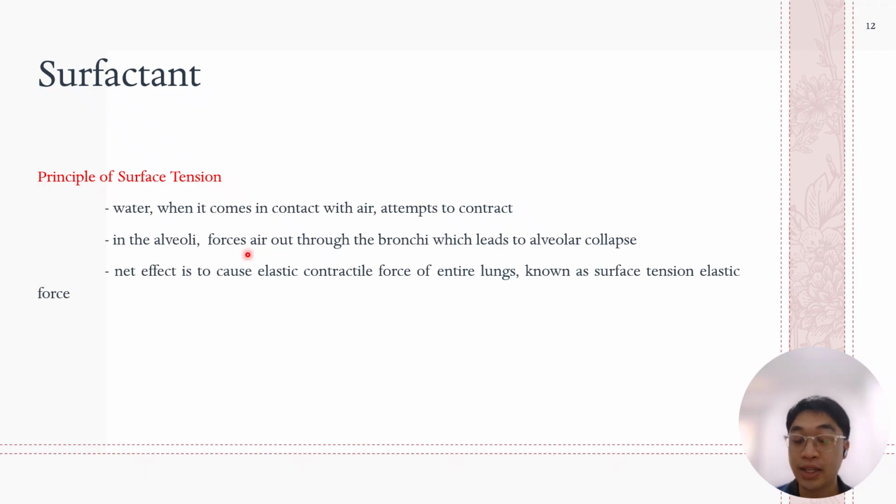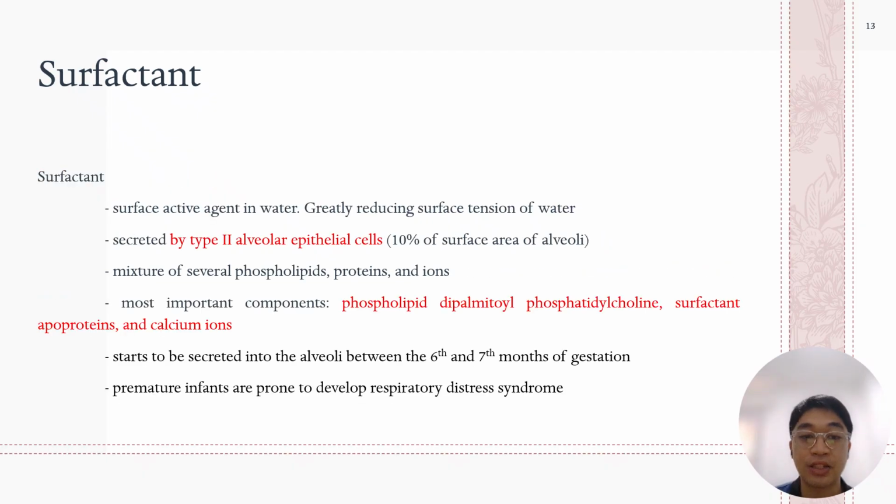In our alveoli it works in the same way. In the alveoli, your surface tension is responsible for forcing the air out to the bronchi, which leads to alveolar collapse. Now, the purpose of your surfactant is to reduce the surface tension so that the alveoli itself will not collapse. The net effect of your surface tension is to cause an elastic contractile force of the entire lungs, known as the surface tension elastic force.